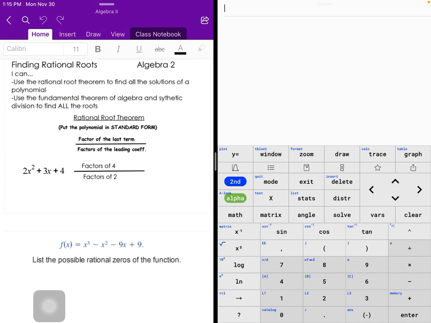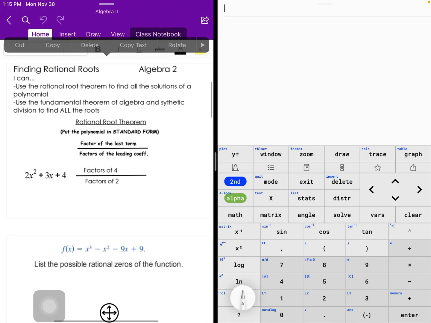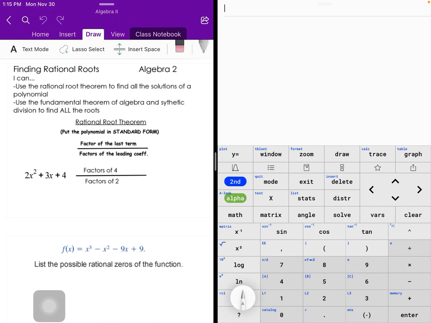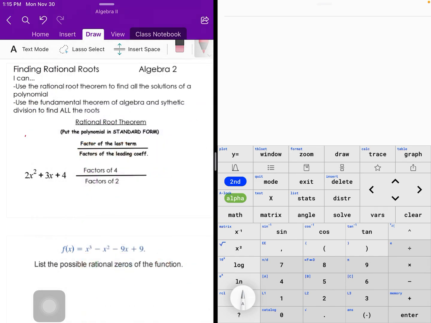So the factors of 4, and I'm going to go with plus or minus 4, plus or minus 1. And the reason why the plus or minus is because I've got both a positive and a negative root. So plus or minus 1, plus or minus 2, plus or minus 4, over the factors of the leading coefficient, so plus or minus 1 and plus or minus 2.